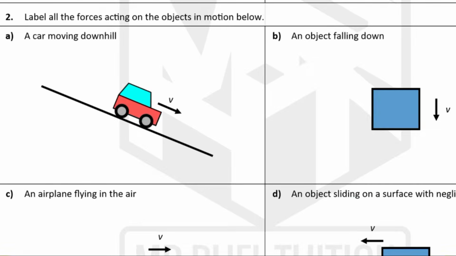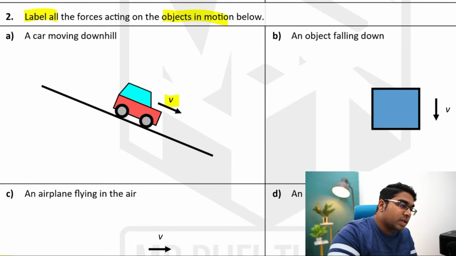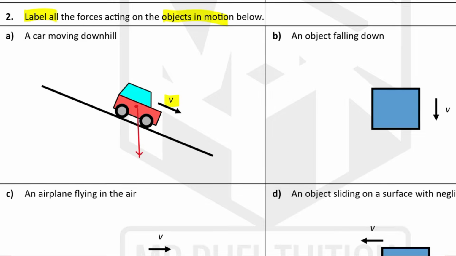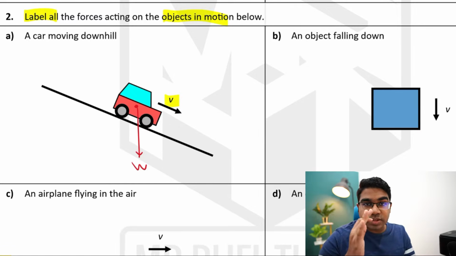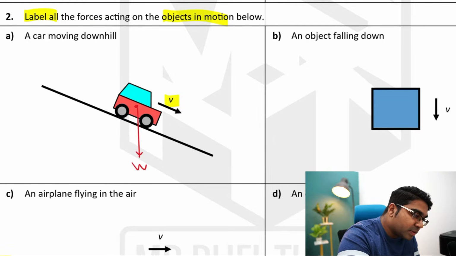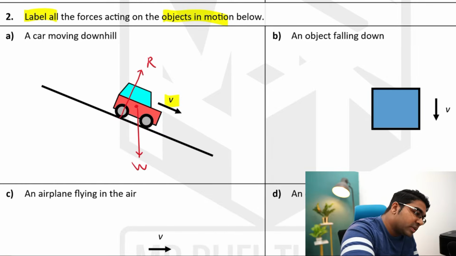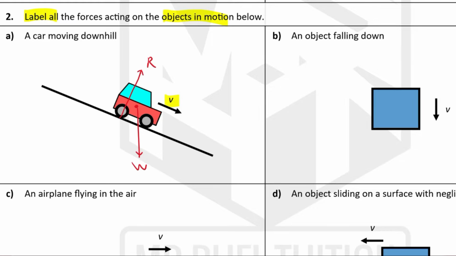Let's go to number 2. Label all the forces acting on the objects in motion below. Now we have objects that are moving. Let's look at A. This car is moving down the slope. As usual, any object with mass will have weight, and if it's pressing against any surface, then there will be a normal reaction. Since it is going down the slope, there will be resistive forces acting up the slope.